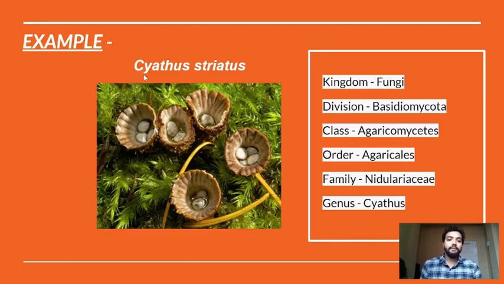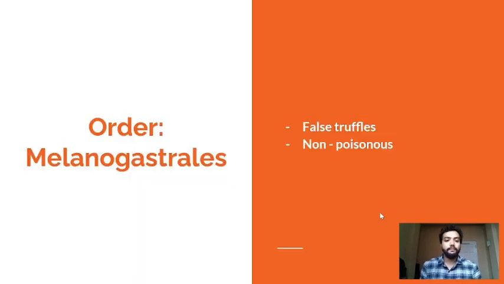The next example is Cyathus striatus. This is the picture of Cyathus striatus, and if we look inside, these are the peridioles. Now the taxonomic classification is: kingdom fungi, division Basidiomycota, class Agaricomycetes, order Agaricales, family Nidulariaceae, and genus Cyathus.